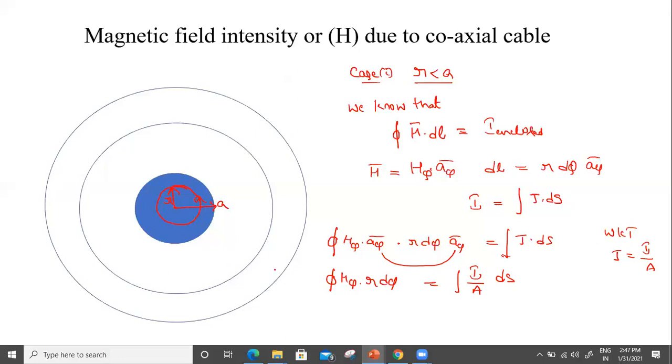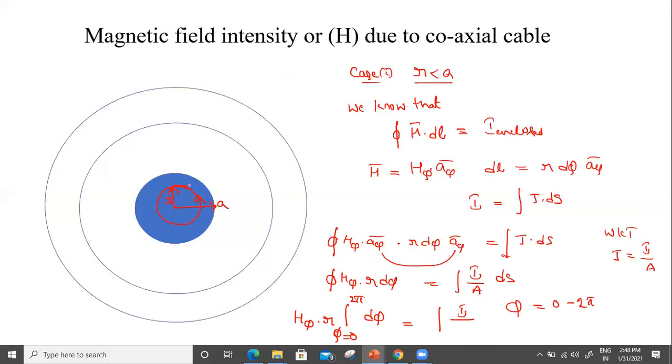Next, according to the cylindrical coordinate system, the limits for phi vary from 0 to 2 pi. So if you substitute those limits here, before applying the integration, H phi will be kept constant, and r is also constant. Integral, the limits are 0 to 2 pi into d phi, equals integral I by area.